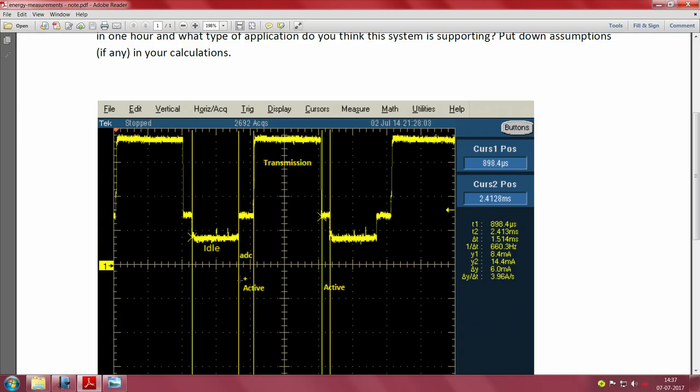It is a little hard to say what exactly is here, but definitely idle, ADC and active state are indicated here. It could be that this is just the active state and no ADC, or it could be a combination of active plus ADC here. Then there is a transmission and this cycle repeats.